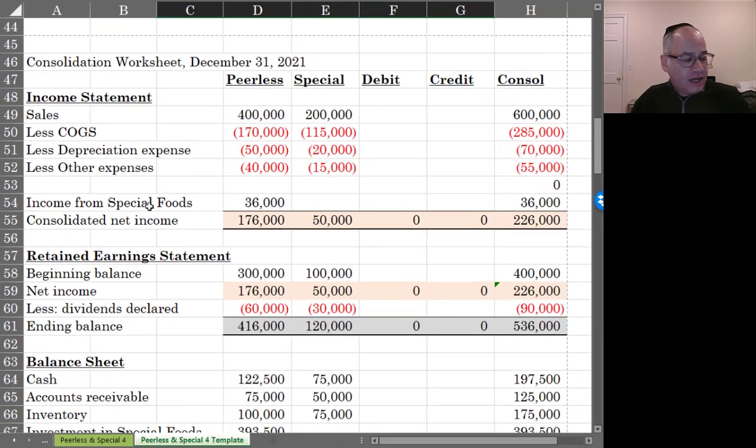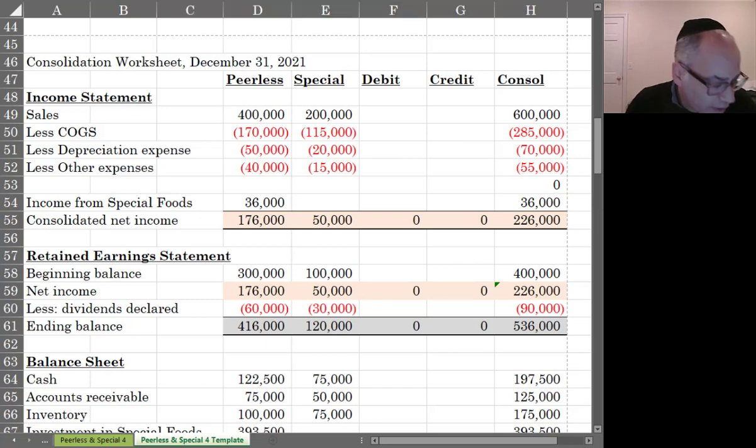All right, now let's do a consolidation. I have this spreadsheet all set up. If you don't remember how the spreadsheet works, then you probably want to go back and review. The first thing that we're going to do here is what's called our basic elimination entry. I like to call it the big entry.